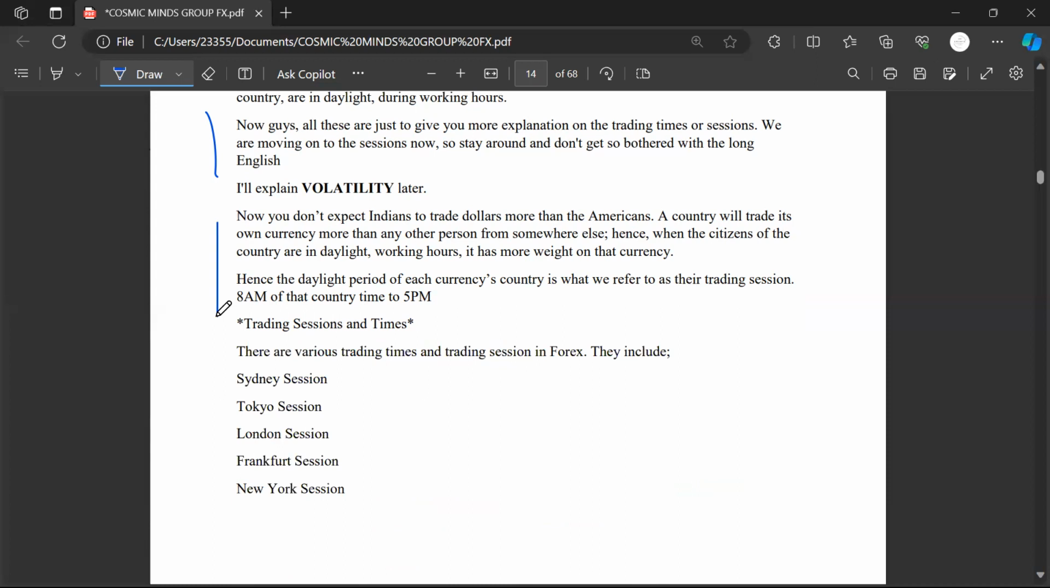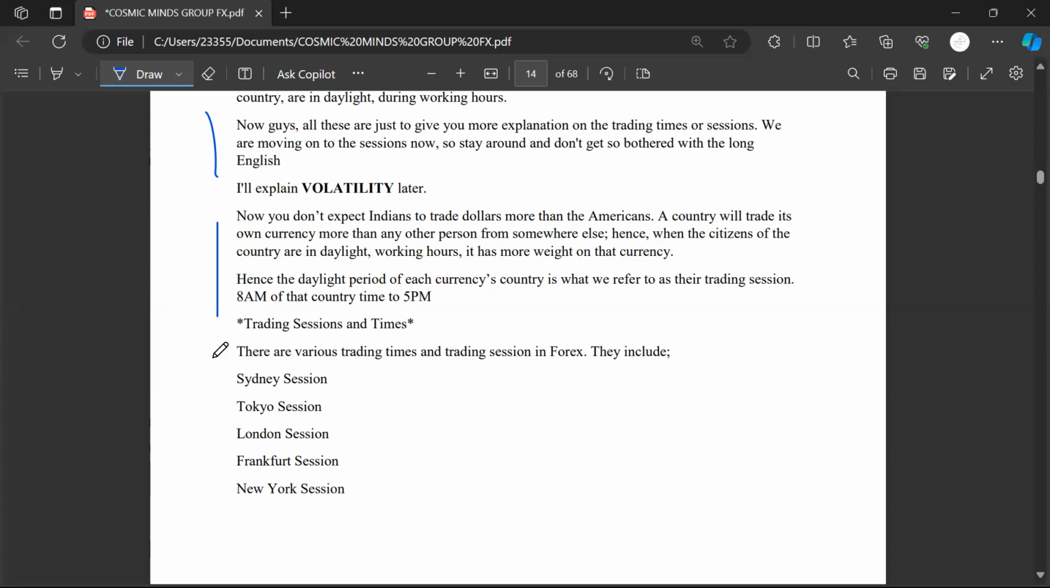Now, you don't expect Indians to trade dollars more than the Americans, right? I'm Indian. How would I be trading more in that? If I'm a Ghanaian, I do more of my buying and selling in cedis. The same way applies to anybody in their country. A country will trade its own currency more than any other person from somewhere else. Hence, when the citizens of the country are in daylight, working hours, it has more weight on that currency. It's as simple as that, like I said.